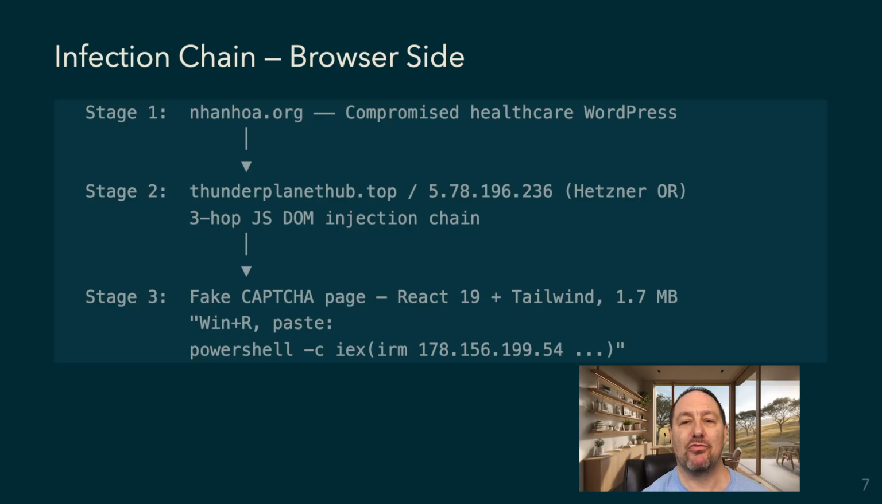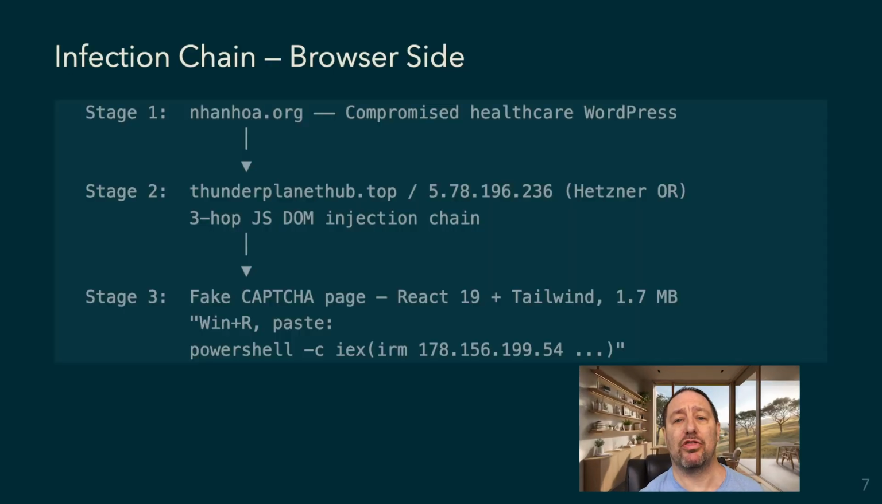Everything inside the browser before the code actually executes. So you have stage 1, which is the user visits the compromised website. In this case, it's a healthcare clinic in California. The compromised site has an injected script tag hidden in the HTML, and it points to another domain called thunderplanet.top. And when this happens, the important thing is that to the user, you're not going to see the URL change in the bar of your browser. It's all going to happen behind the scenes. So this thing loads silently.